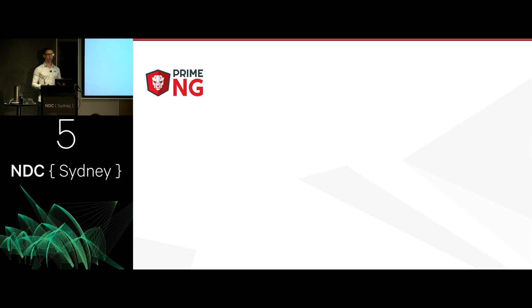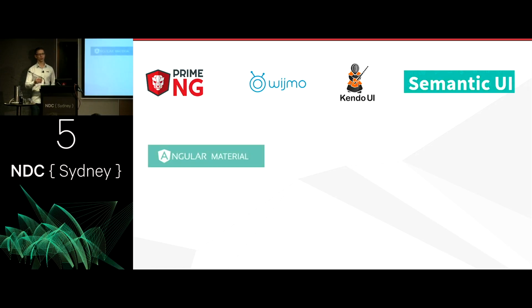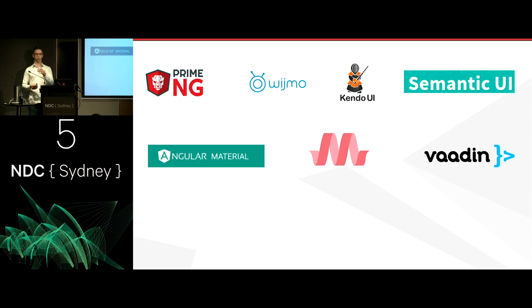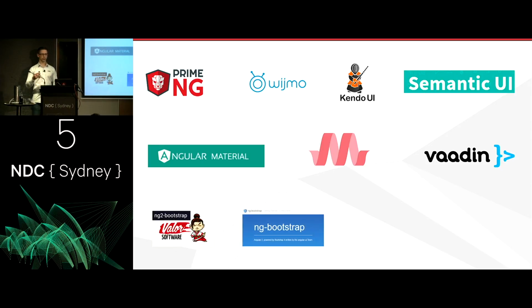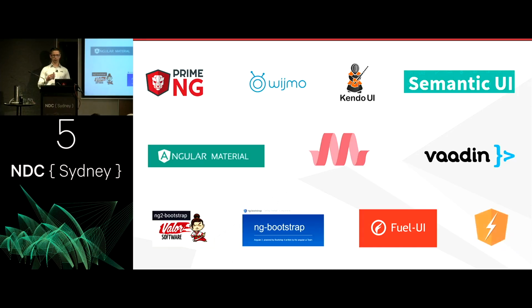So there's lots of libraries coming out at the moment. There's PrimeNG, there's Wijmo, there's Kendo UI, which will be ready September-ish. We've used a lot of that with Angular 1. There's Semantic UI, there's Angular Material that I just mentioned. There's Materialize conversions into Angular 2. There's Vaadin components who do Polymer components that you can use in Angular 2. There's ng2-bootstrap, there's ng-bootstrap, there's Fuel UI, and there's ng-lightning.